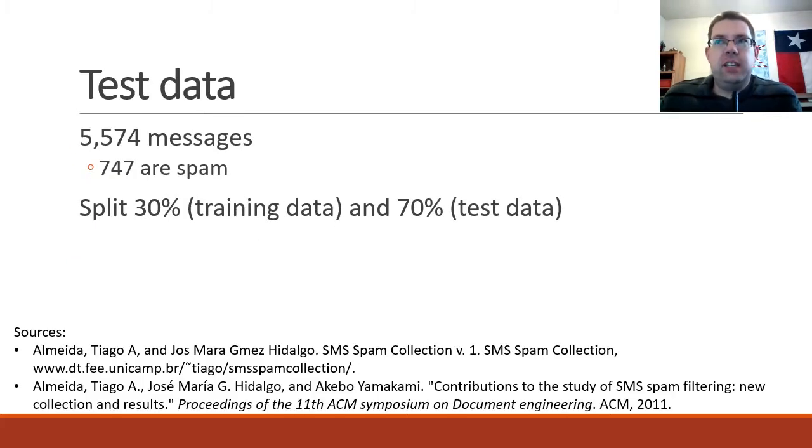Now a little bit about the test data I used. This was a corpus of 5,574 messages brought together by two authors in particular, and a corpus they wrote a paper about in 2011. Again, it's 5,574 messages. 747 of those are marked as spam. In fact, all the messages are marked as either spam or ham, which is their term for a legitimate message. And like the authors, when I ran my tests, I split the data into 30% training data and 70% test data.